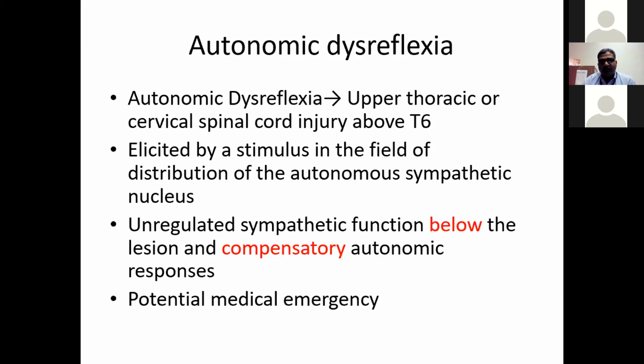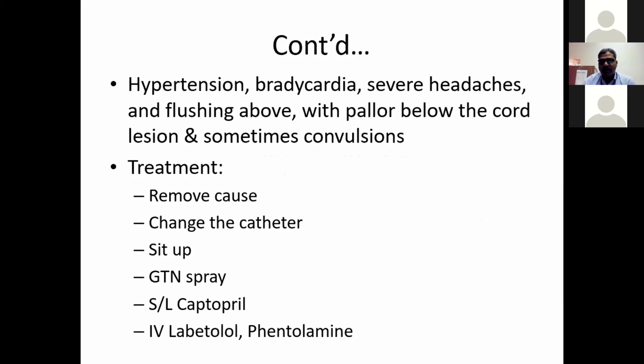Another condition is autonomic dysreflexia, which usually accompanies injury to the upper thoracic or cervical spine, above the level of T6. What happens in this condition, which is a potential medical emergency, is that whenever there is a stimulus in the field of distribution of the autonomic sympathetic nucleus, there is unregulated sympathetic function below the lesion, and there is a compensatory autonomic response characterized by hypertension, bradycardia, piloerection, severe headache, and flushing above the level of the lesion, with pallor below the level of the lesion. Sometimes it leads to convulsion and hypertensive crisis.